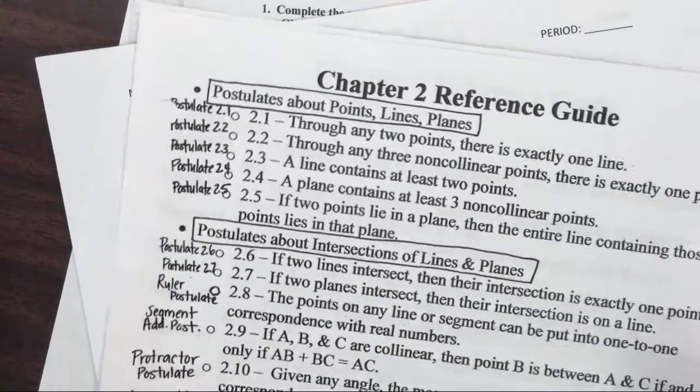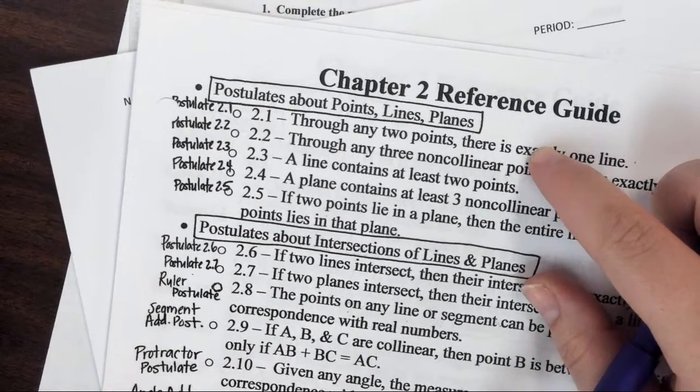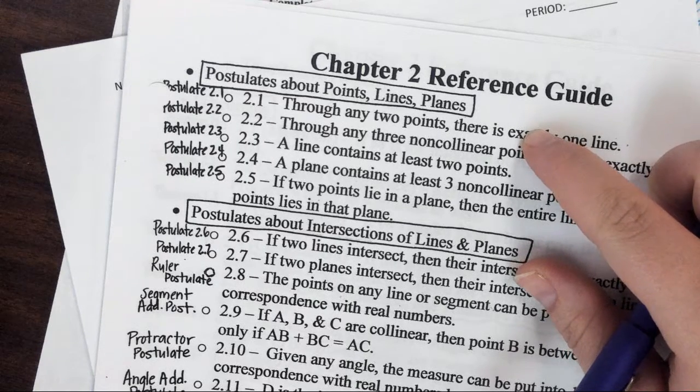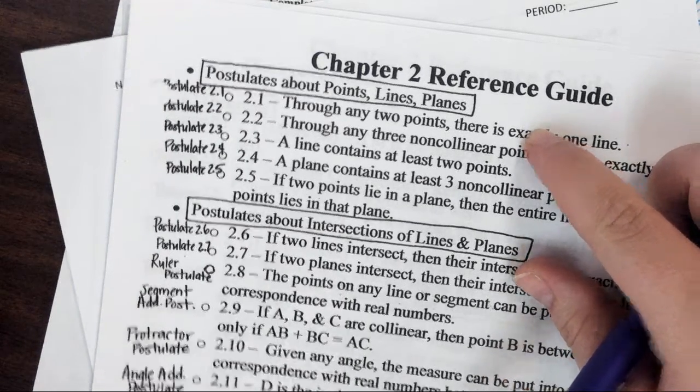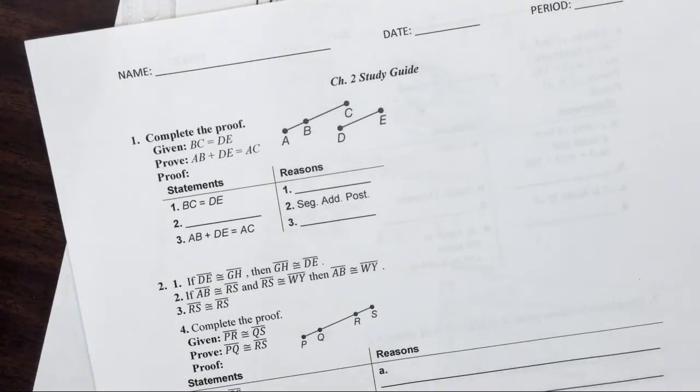If you need to list that, for instance, 2.1 through 2.7 were all things we talked about in section 2.5 of our textbook, then do that. Make the reference guide useful to you. You get to use it on the test.